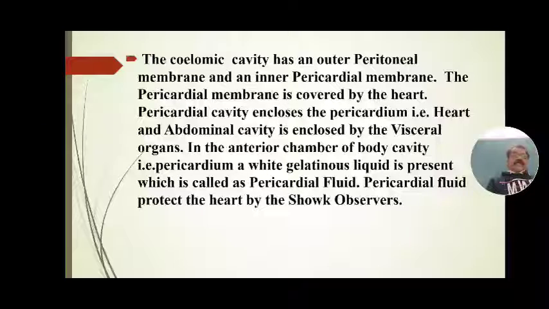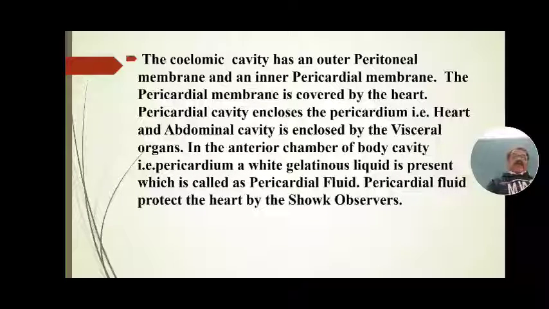The pericardial membrane covers the heart. The name itself indicates the pericardial cavity. Why is it called the pericardial cavity? Because it protects the important organ of the animal, the heart. The heart is also called the pericardium, and the pericardial cavity encloses the pericardium, the heart of Wallago attu, an organ important for survival.